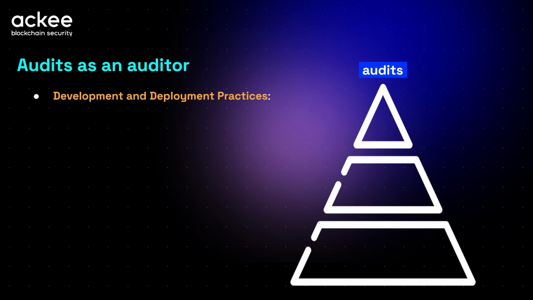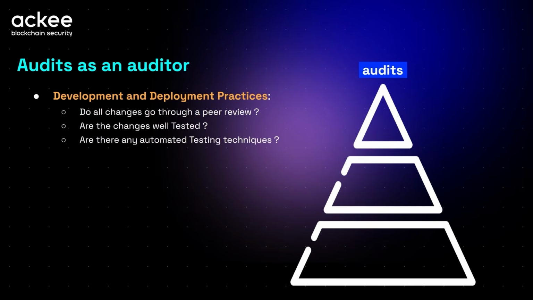What is also important to check is the development and deployment practices. So, do all changes go through a peer review? Are the changes well tested? Or even, are there any automated testing techniques, as I was talking about, for example, the fuzzing or the GitHub pipelines? Are there multiple people that review, for example, the pull request, or is it a one-man show where one developer creates the pull request and also reviews the same pull request?